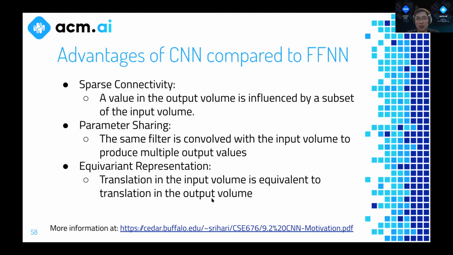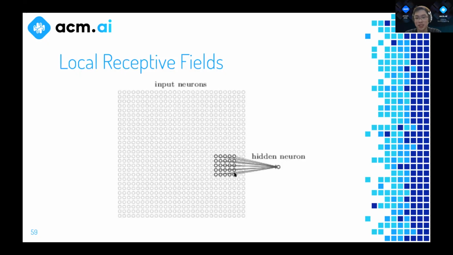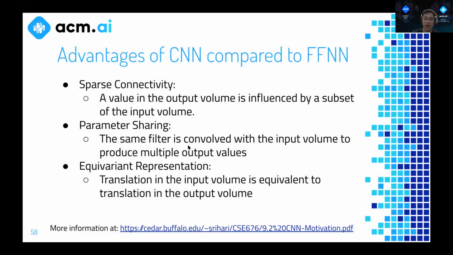That actually saves a lot of parameters. Once again, if we're doing feed-forward neural networks, then we're going to have a lot of weights for this one neuron. And if we increase the number of hidden neurons, then this would not be scalable at all.